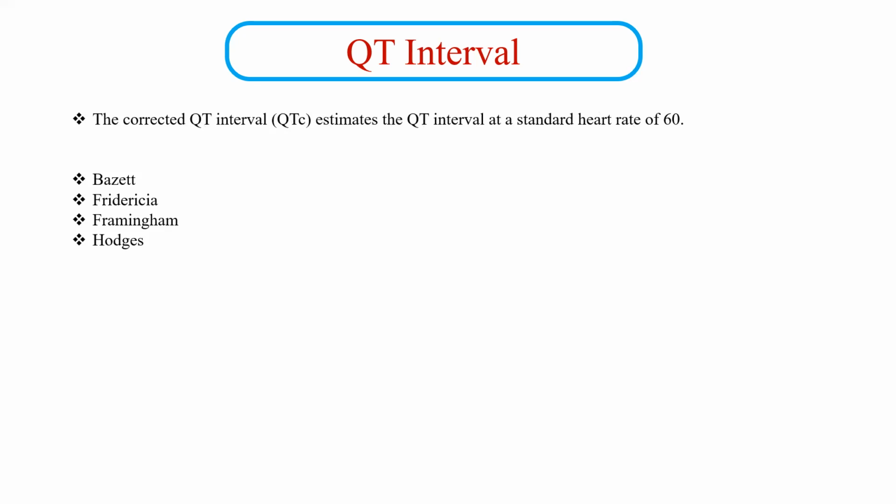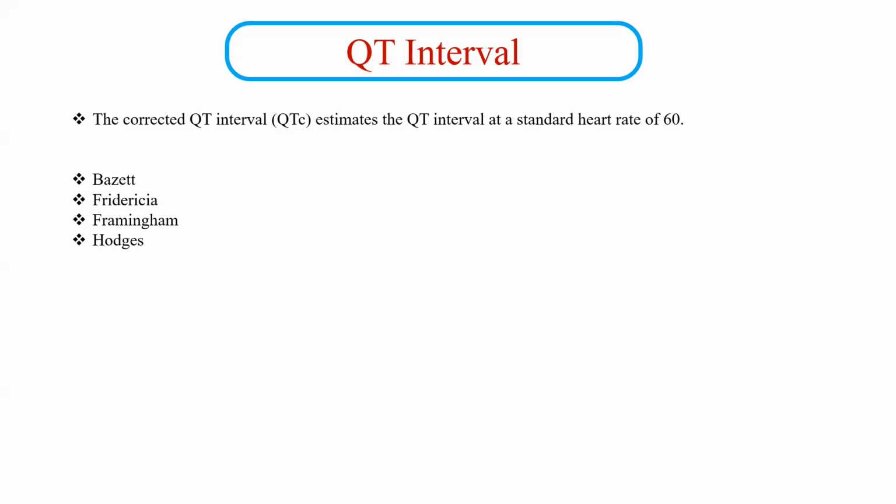The QT interval is inversely proportional to heart rate. So if the heart rate is very slow, the QT interval will be prolonged. This is not accurate. This is falsely prolonged, right? Because this is the effect of the heart rate. So you have to correct it as if the patient has a heart rate of 60. So 60 beats per minute is our standard, okay?